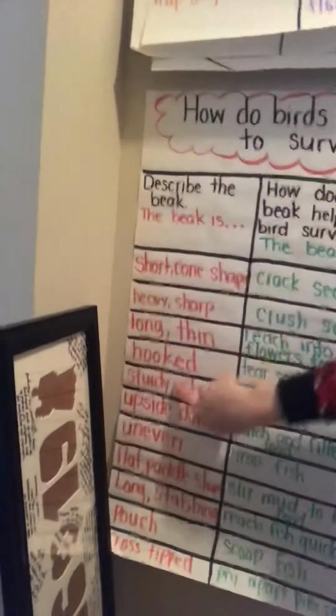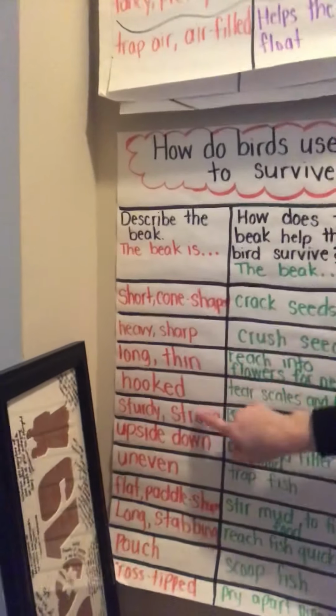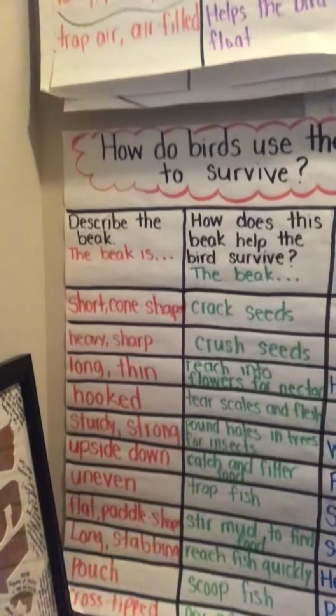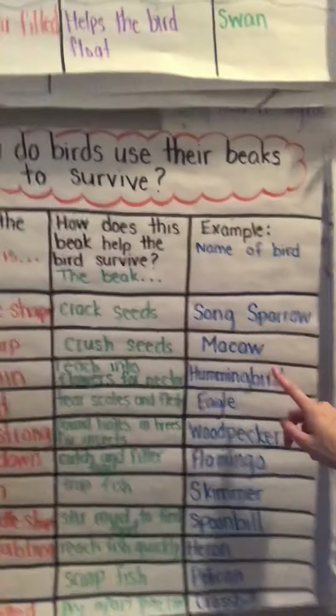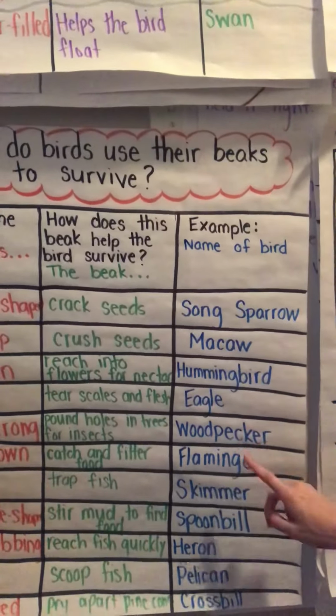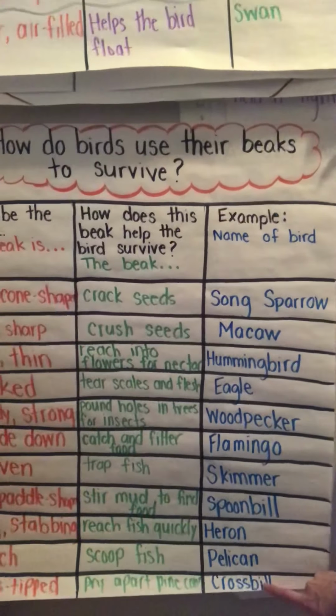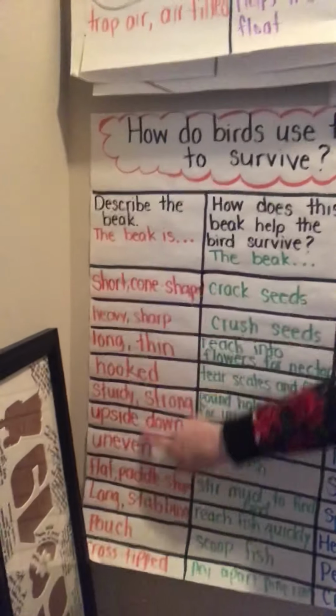So what you're going to do for step one of your detail is look at our chart in the first column. You're going to think about which beak you want to talk about for your first detail. We have the beaks for the song sparrow, macaw, hummingbird, eagle, woodpecker, flamingo, skimmer, spoonbill, heron, pelican, and crossbill. If I were you, maybe you want to choose the birds that you talked about yesterday in your assignment that you liked. So you're going to pick one of these.